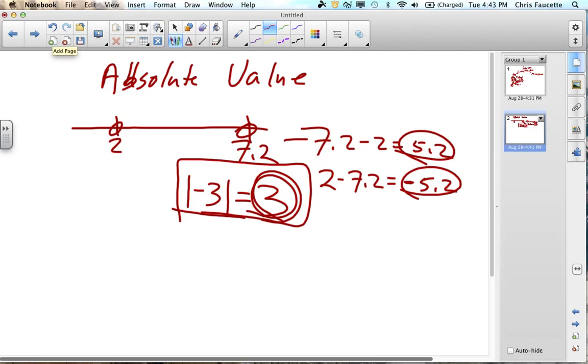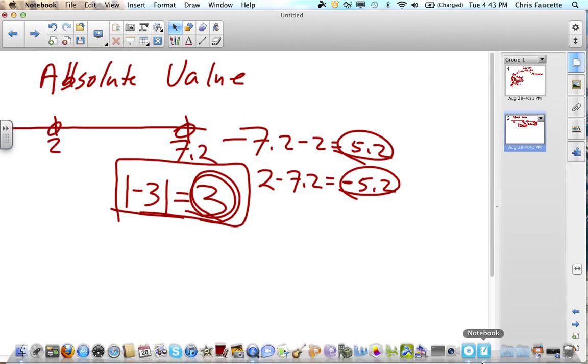And that's the first part of what you're going to be doing in this assignment. You're also going to have to go back in and read about the different properties, commutative, associative, distributive. You've done these, and how to add, subtract, multiply, and divide fractions. These are also important.